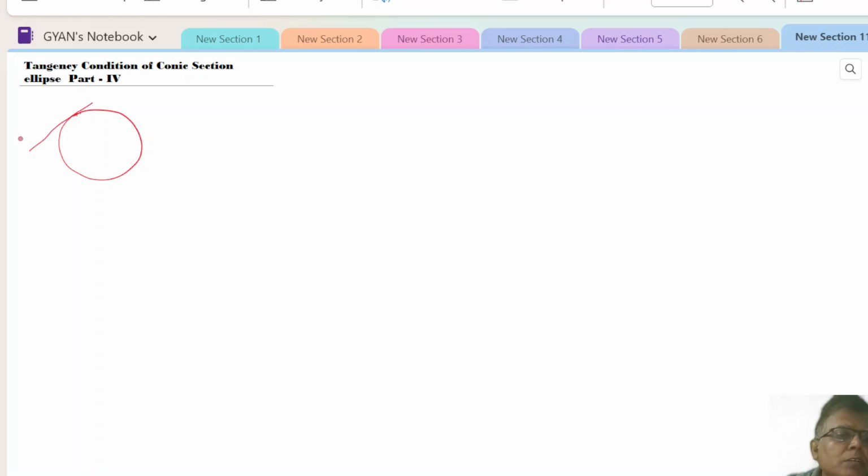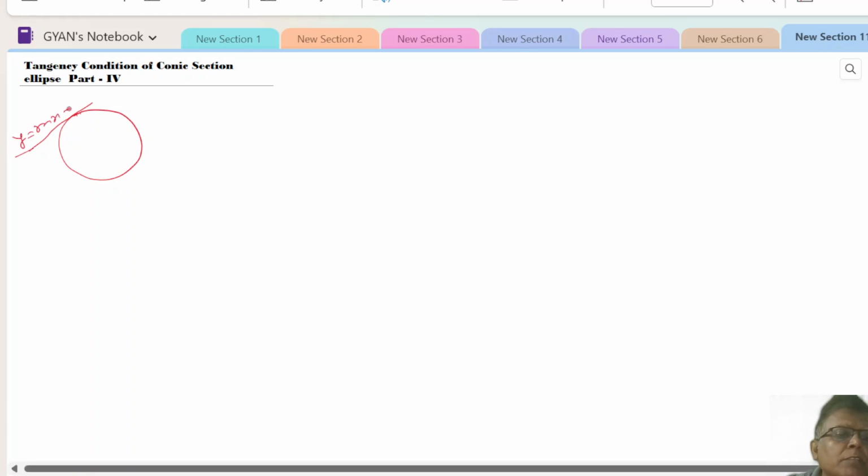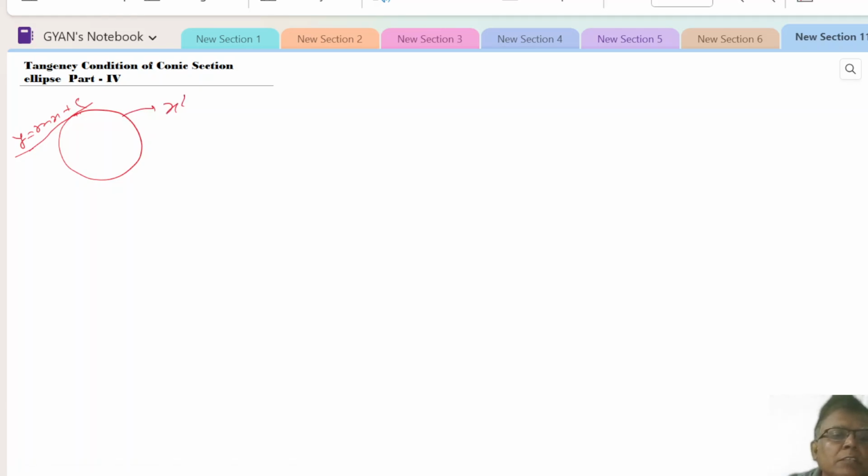Suppose any line is there, that is y is equal to mx plus c, and for the condition that it is a tangent on x square plus y square is equal to a square. So how can we derive this? We can derive it in the following way. x square plus y equal to mx plus c, the whole square, is equal to a square.